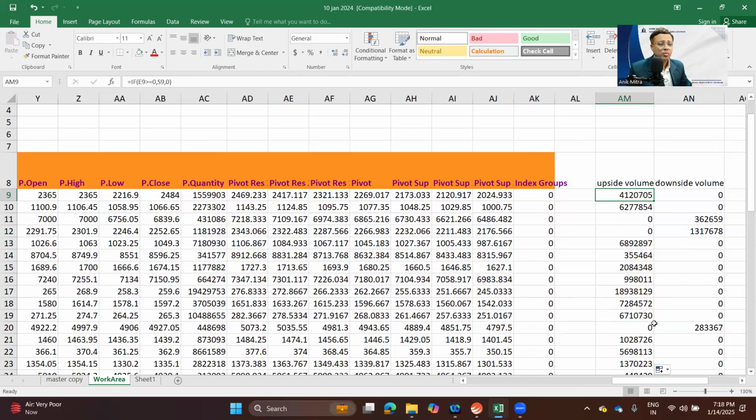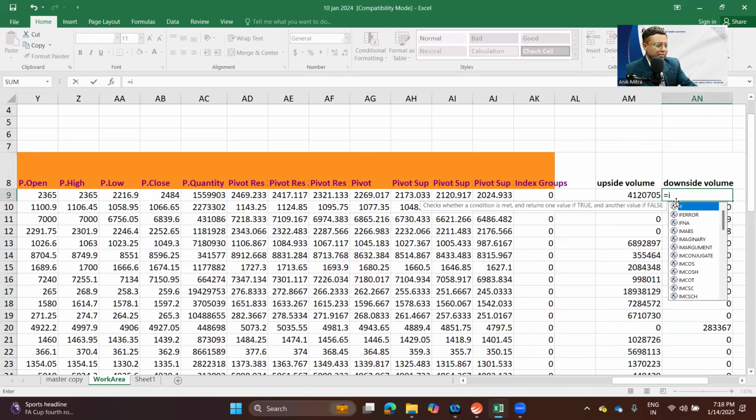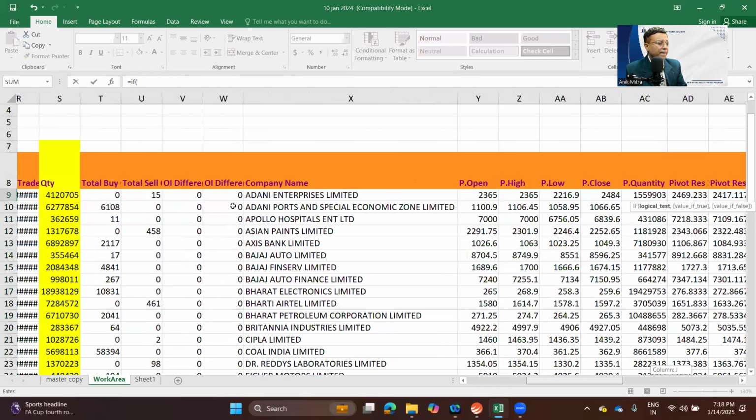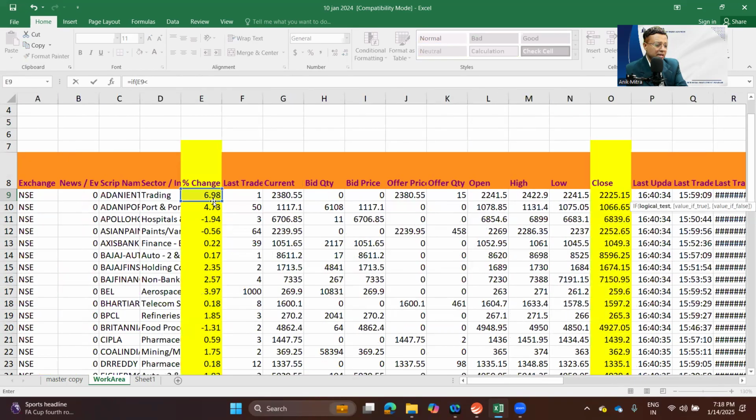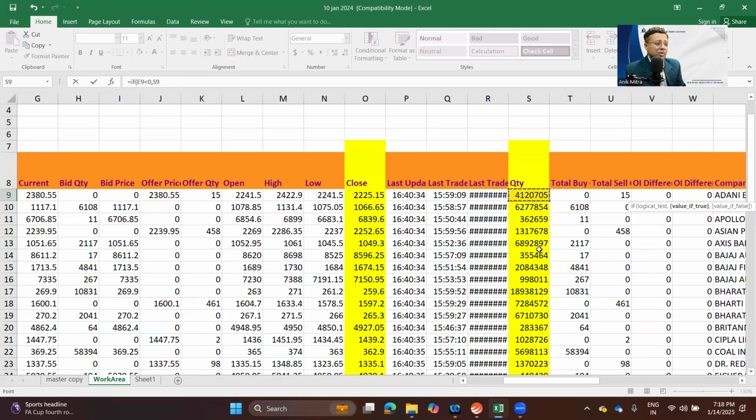As the volume, this is the upside volume, correct? I hope it is clear to you. Now, similarly, I'm using the downside formula. If the percentage change column is less than 0, then the quantity must be this one, else 0. Correct?